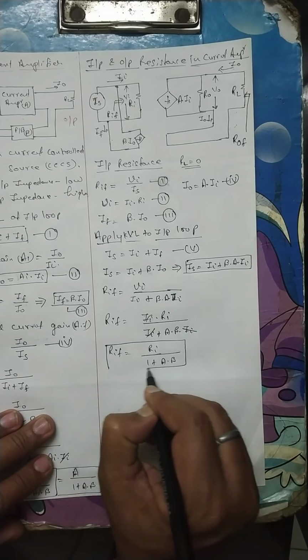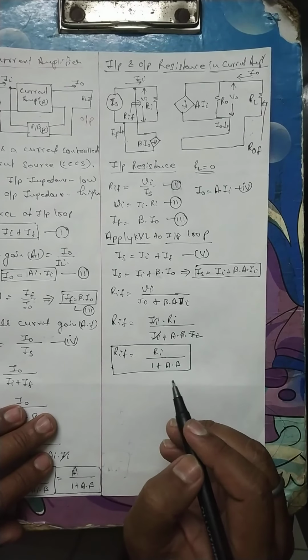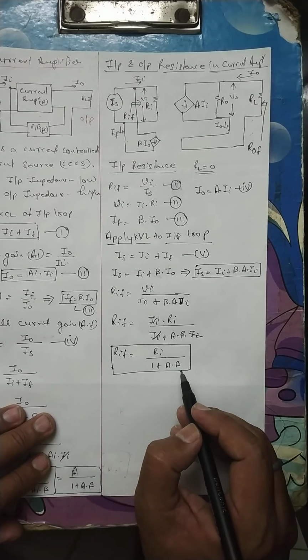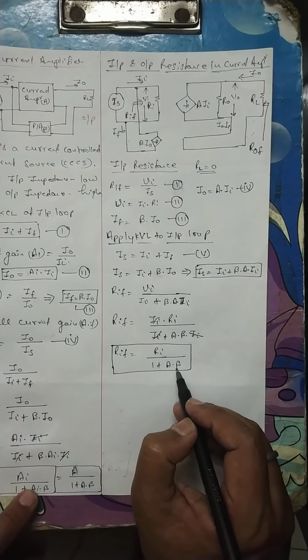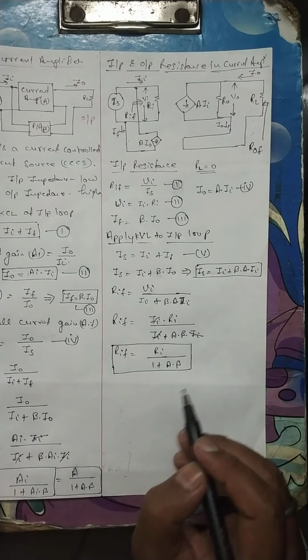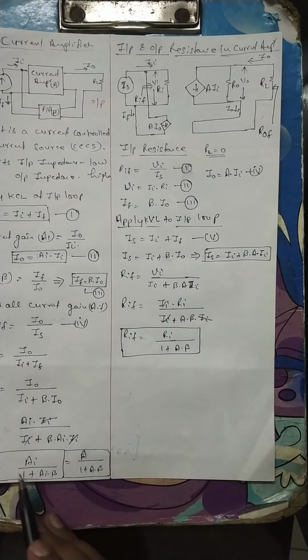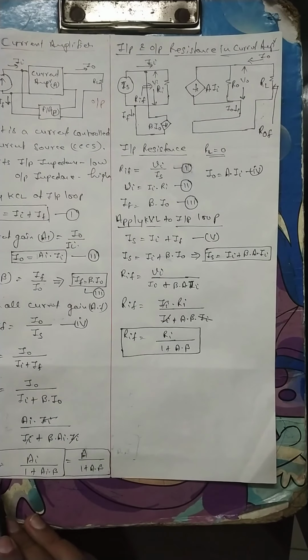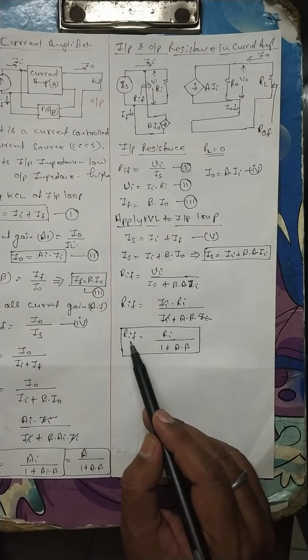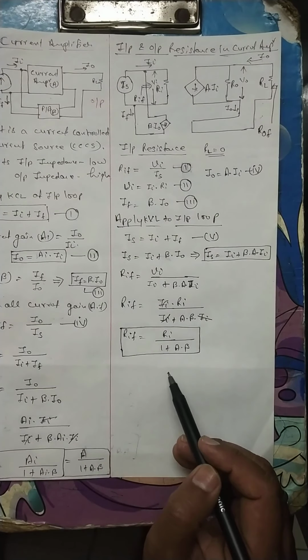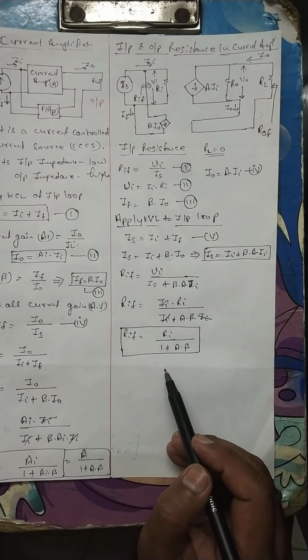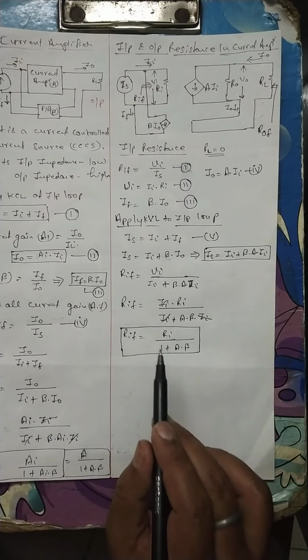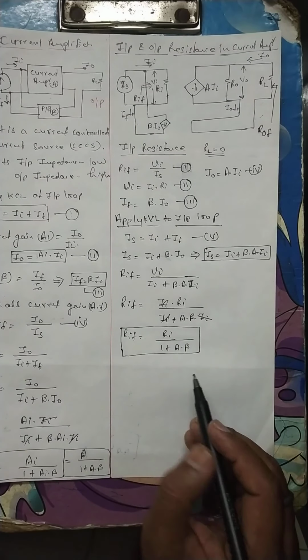So the input resistance in case of the current amplifier is also decreased by a factor of 1 plus A beta. You can see from here also that the feedback gain is reduced by a factor of 1 plus A beta, and RIF is also reduced by a factor of 1 plus A beta. Okay, so this is about the input resistance with feedback.